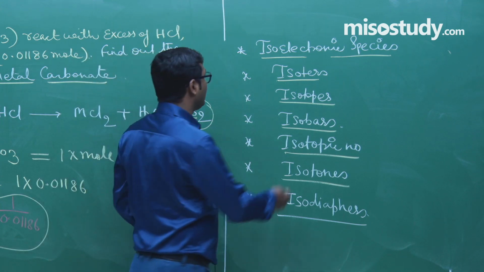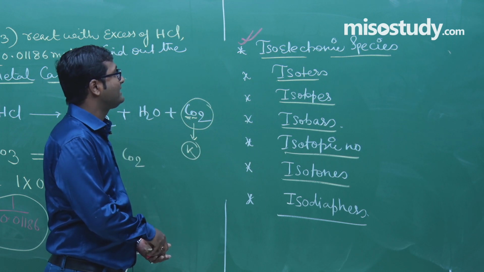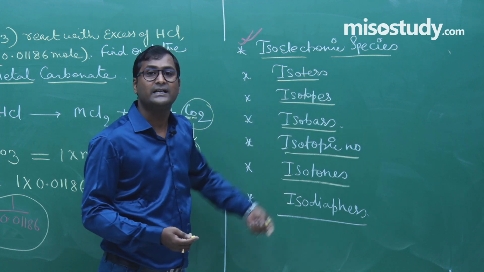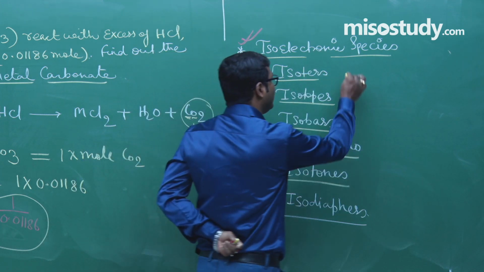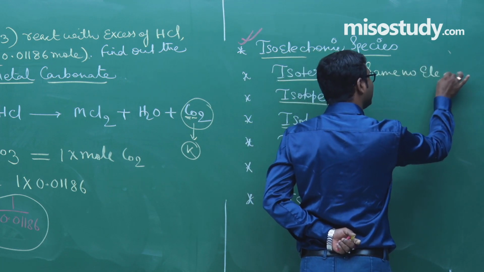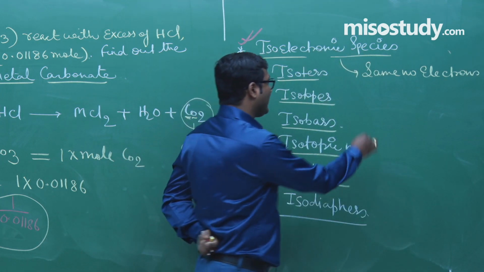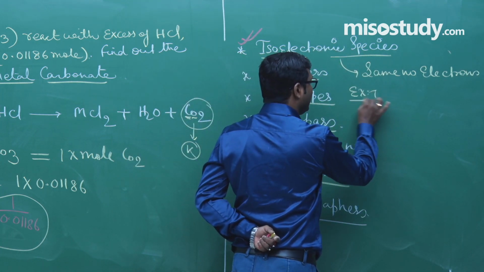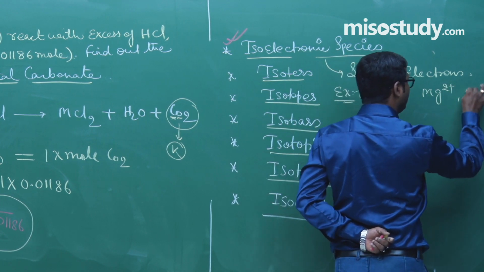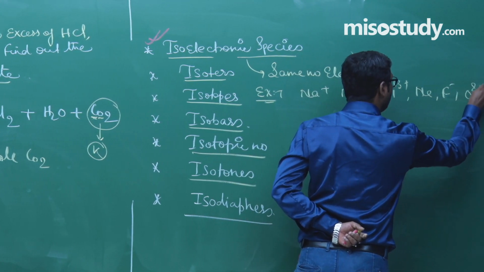Now the question arises about a frequently asked topic, that is, what is isoelectronic species? As the name tells, isoelectronic means containing the same number of electrons. Species which contain the same number of electrons are known as isoelectronic species. For example, Na plus, Mg2 plus, Al3 plus, Ne, F minus, O2 minus, and so on.